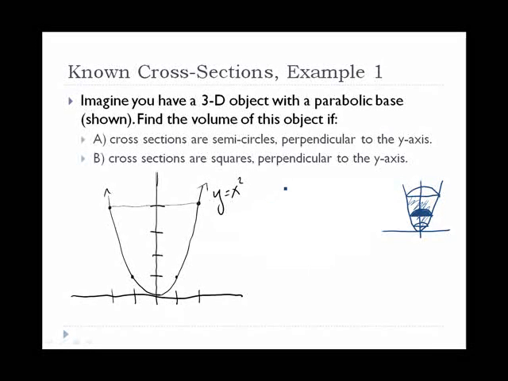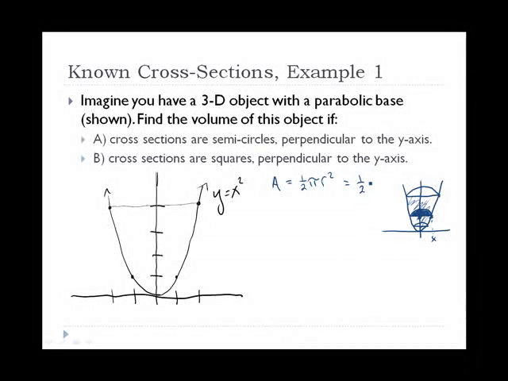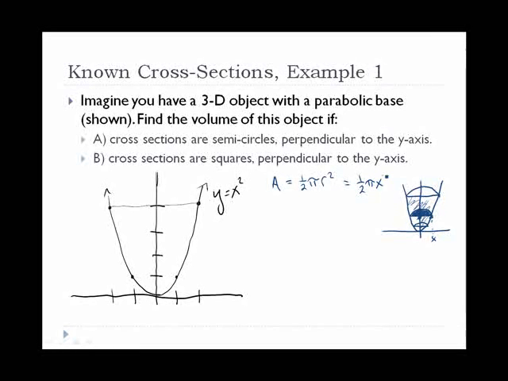Okay? So I want area, and I know that the area of this half circle is going to be 1/2 of pi r squared. And my radius from here to here is just the value of x at that point. So this is equal to 1/2 pi times x squared. That wasn't too bad.